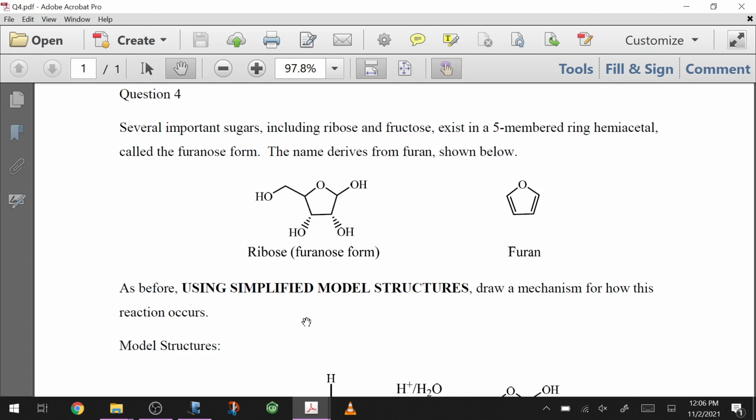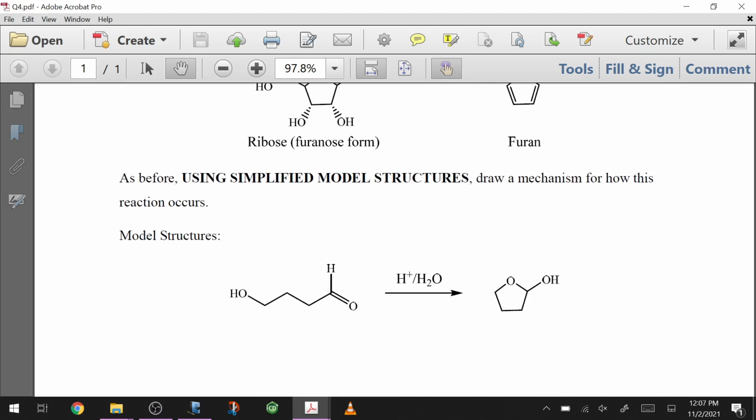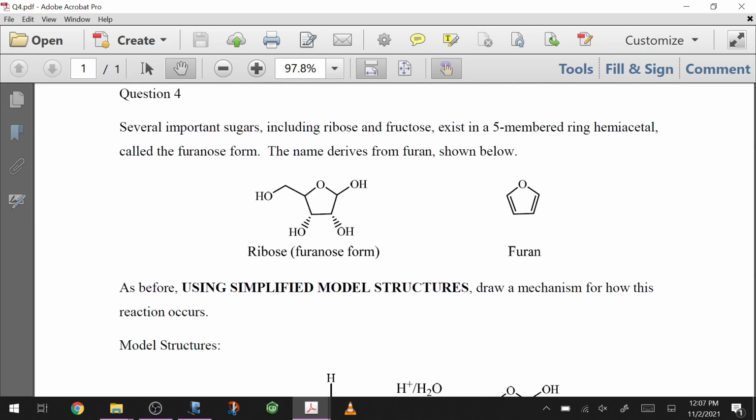As with question 3, I tried to simplify this a little bit by giving you a little bit less complex of an example to get to the same point. So again, when I say use model structures, I'm trying to help you not get distracted by the size or number of functional groups involved that don't actually do anything in reality. So I stripped off a lot of the alcohols here in getting to the simple version of what I have here at the bottom right, our model version for the ribose hemiacetal.